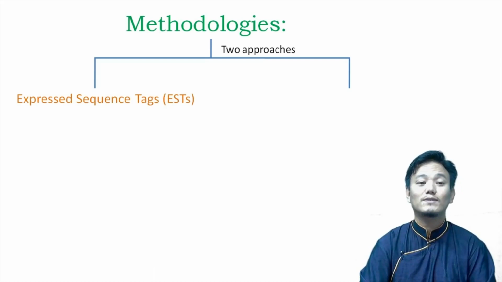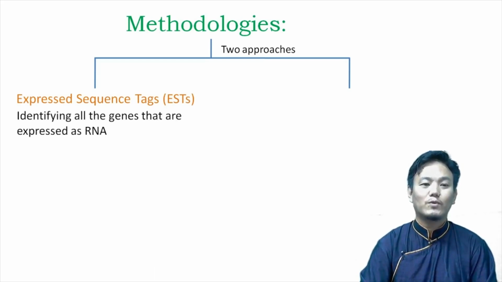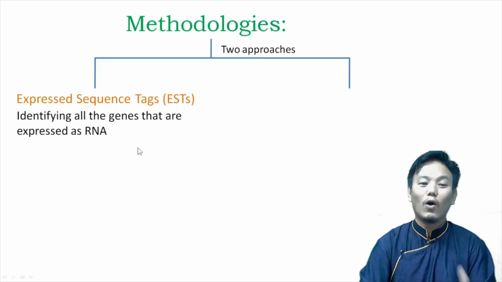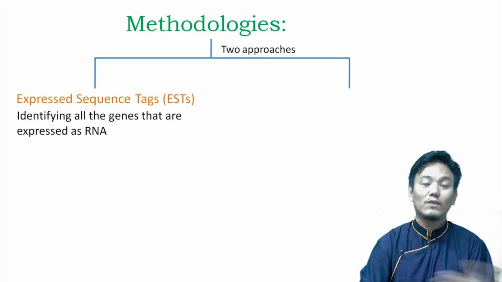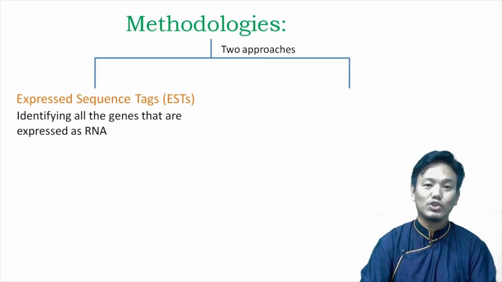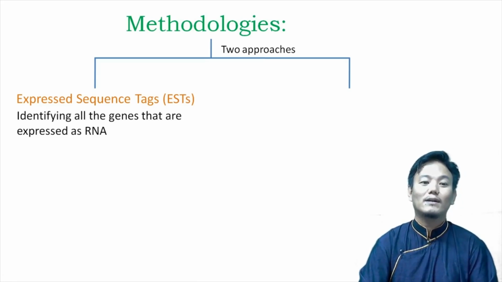Expressed sequence tags, or ESTs for short. In this particular approach, scientists wanted to identify all the genes that are expressed as RNAs and sequence them. They wanted to identify all the genes first, and then sequence them. That means they wanted to sequence only the coding portion of the DNA.